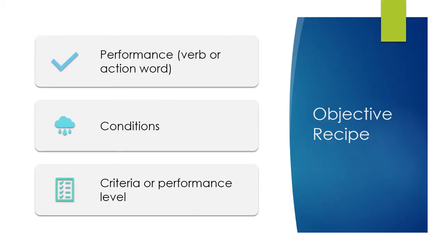And now you may be saying to yourself, well, that sounds all well and good, but that doesn't tell me how to write an objective. And so I have a recipe here for you, and we're going to spend the next few slides going over this particular objective recipe that I have found works really well for me. So a recipe for a good objective means that we have a performance, which is a verb or an action word. We have conditions, and then we have criteria or performance level. So we'll talk about each of these separate sections in the next few.